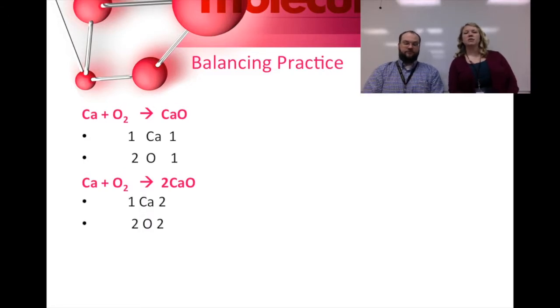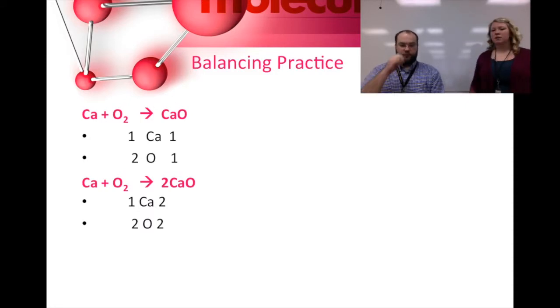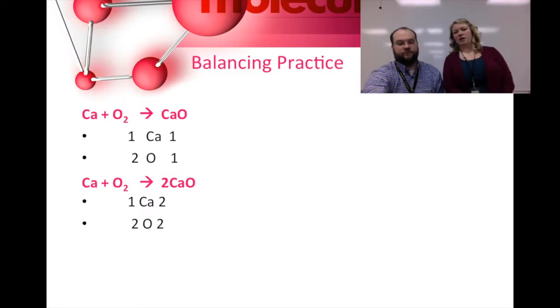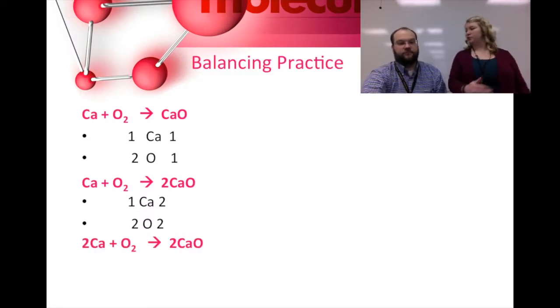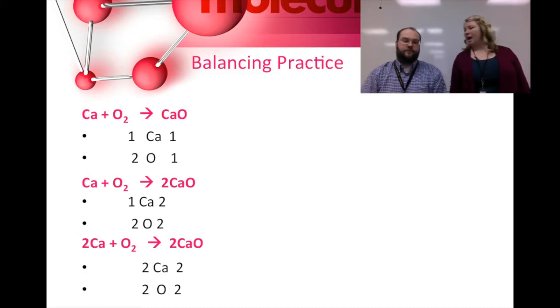Then again, I have my rewritten elements involved. I have 2 calciums now and 2 oxygens. So I got my oxygens balanced. But now I screwed up my calciums. So I have to go back to the other side and fix that by putting a 2 in front of Ca. Now when I do my little atom count, we are perfect.